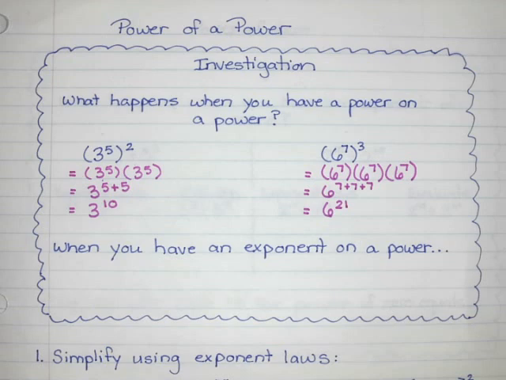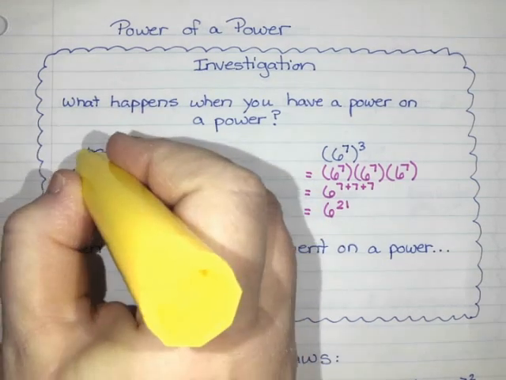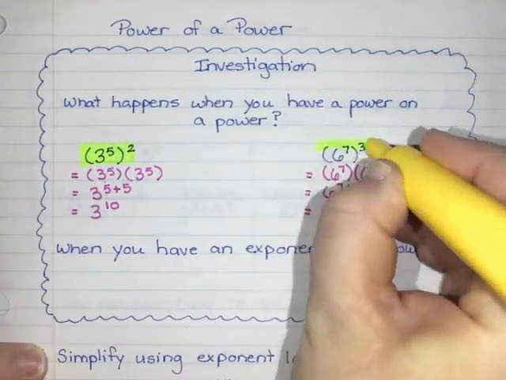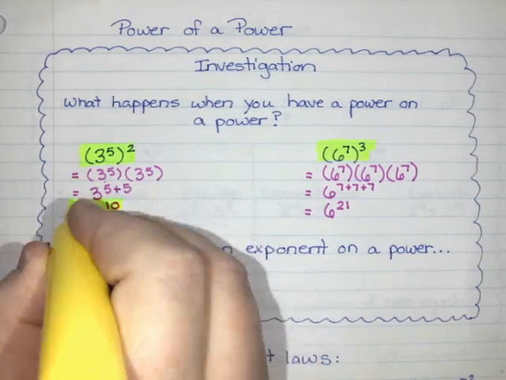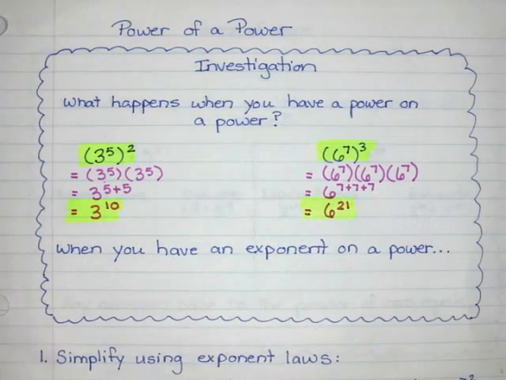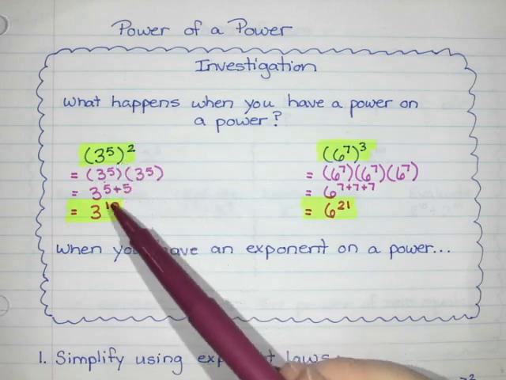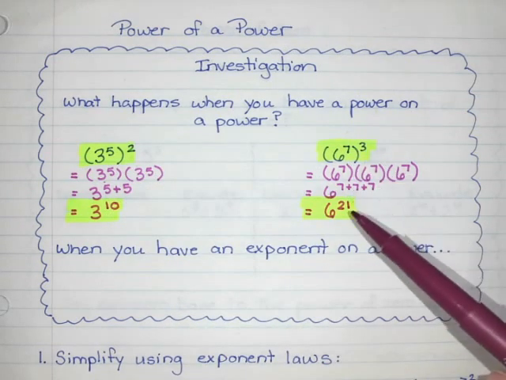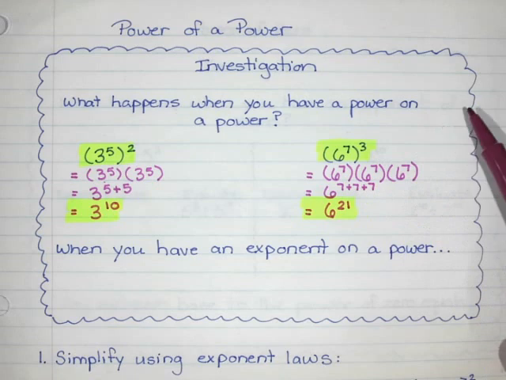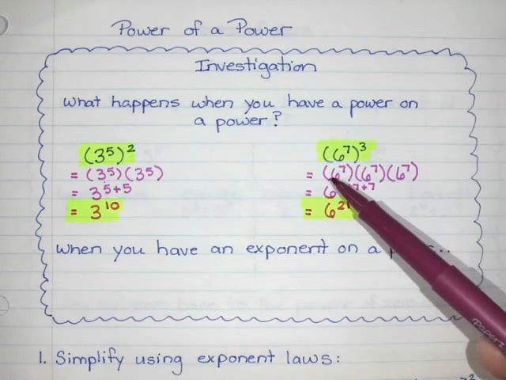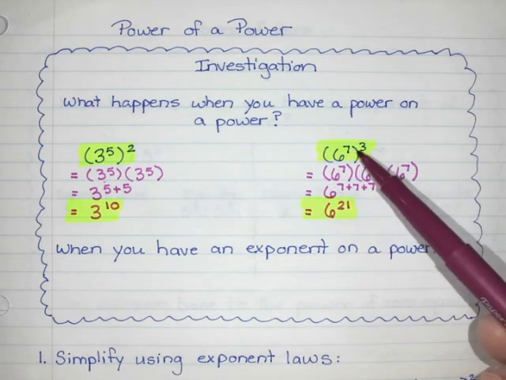So what I would like you to do is take a minute and put on your thinking cap and see, is there a way that we can go from our original questions to our final answer as a power without having to do all of those middle steps? Hopefully you noticed the same thing I did, which is that 5 times 2 is 10 and 7 times 3 is 21. So when you have two powers on the same base, you can simplify it by multiplying those two powers together.